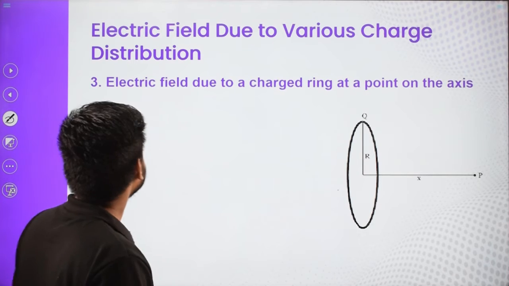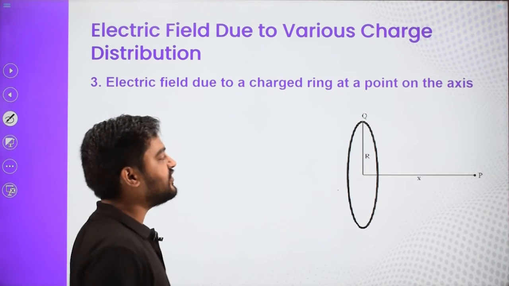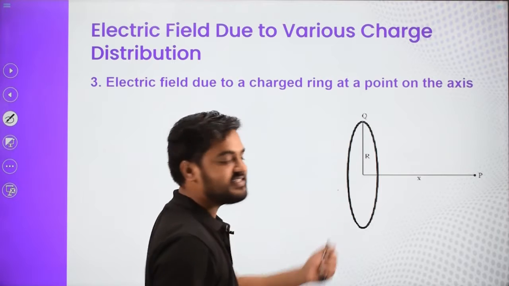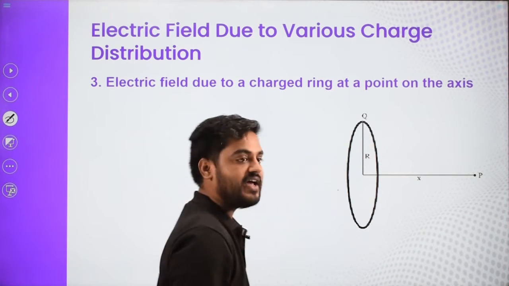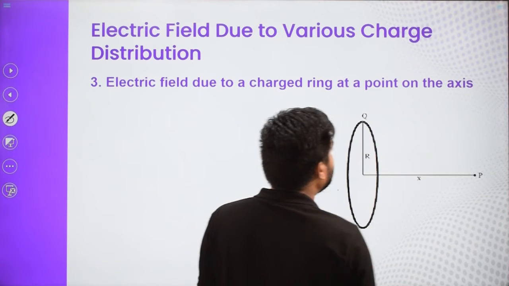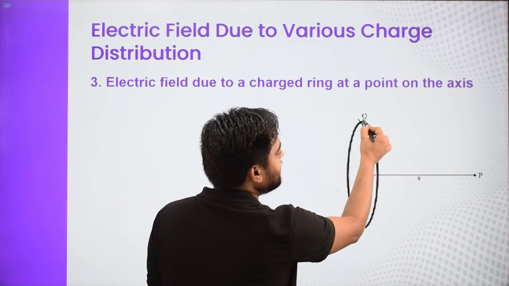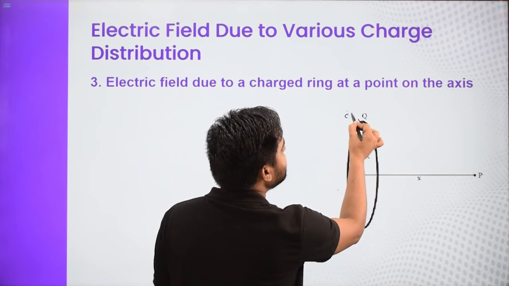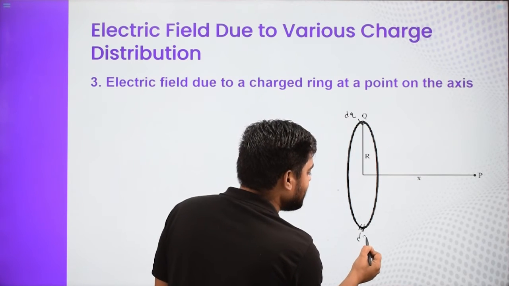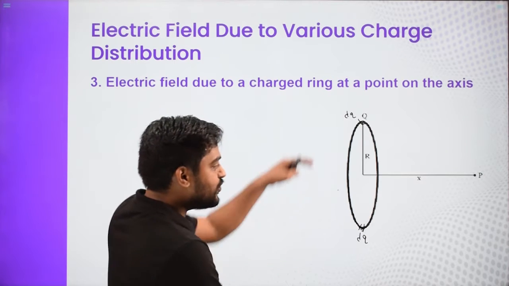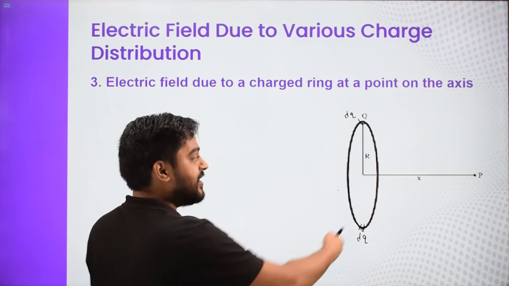Let us now discuss the electric field due to a charged ring. So this is a uniformly charged ring of radius r. Then at x distance on its axis, there is a point P where we have to find the electric field. So what I am going to do is, on this ring, I am going to take a charge dq. Similarly, I am taking the same dq at the opposite end as well. I am taking these 2 dq because I want to use symmetry of the ring.